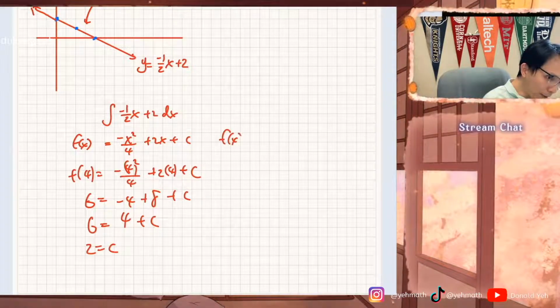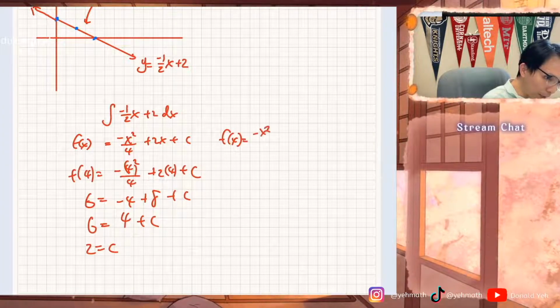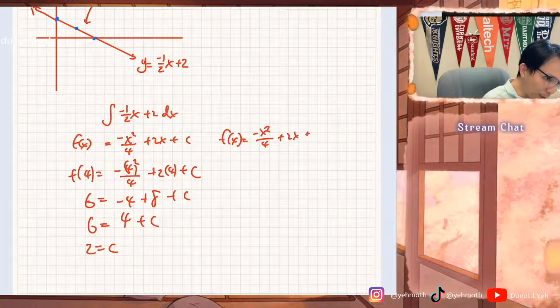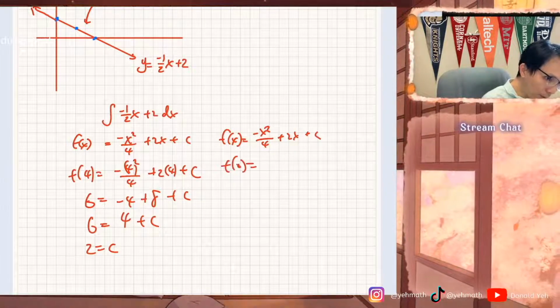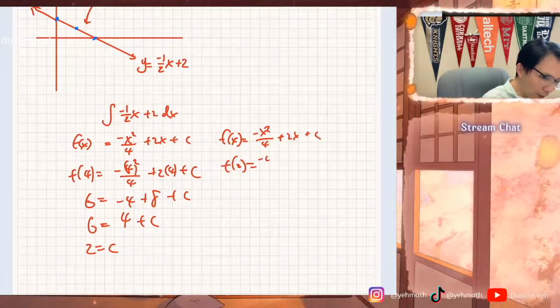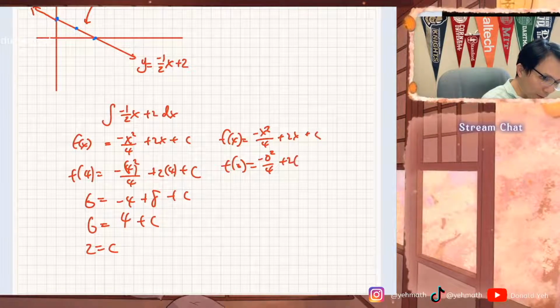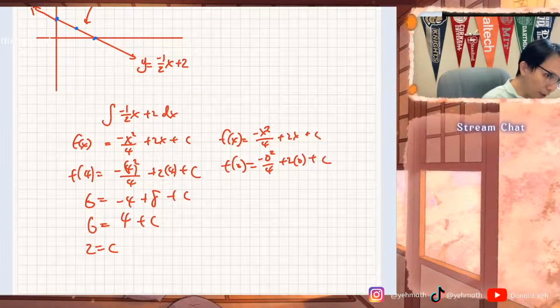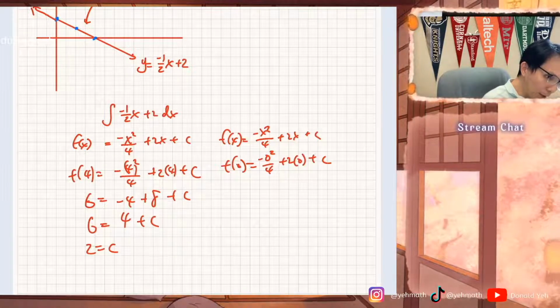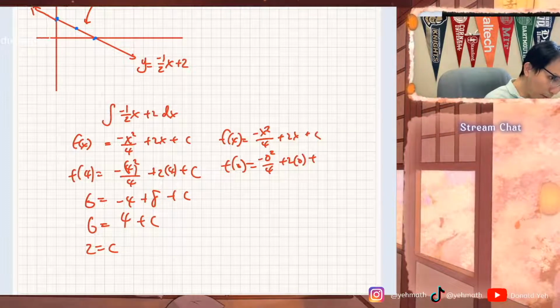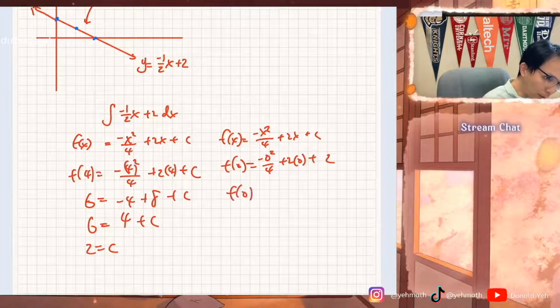So f of x is equal to negative x squared over 4 plus 2x plus c. Now if you plug in 0, it's going to be 0 squared over 4 plus 2 times 0 plus c, which is equal to c, and c is equal to 2, right? So therefore the answer is equal to 2.